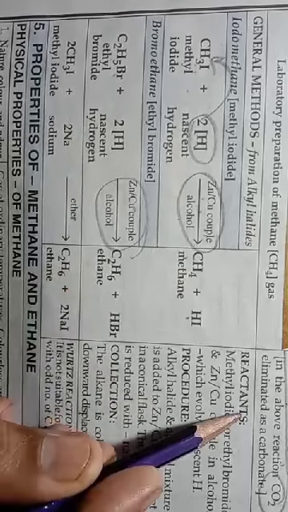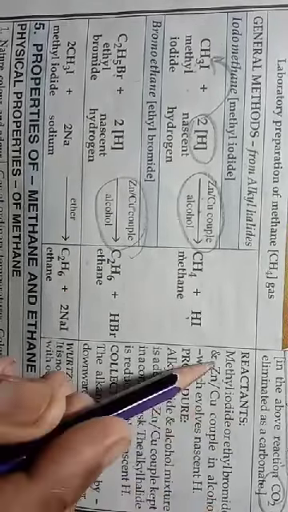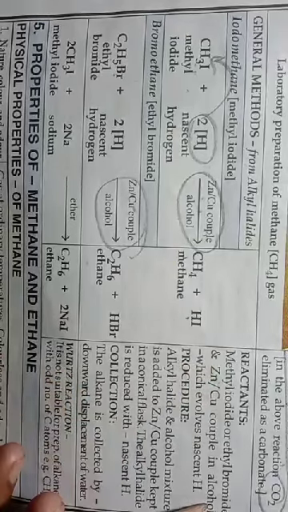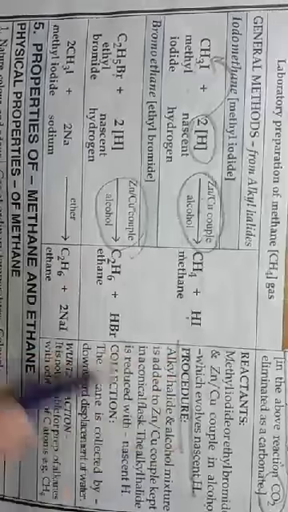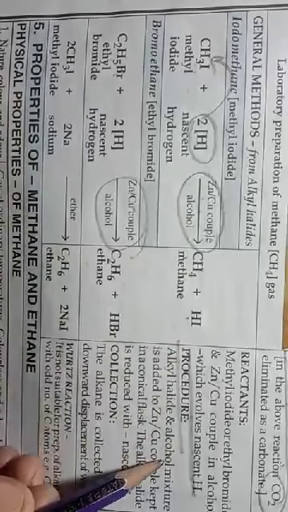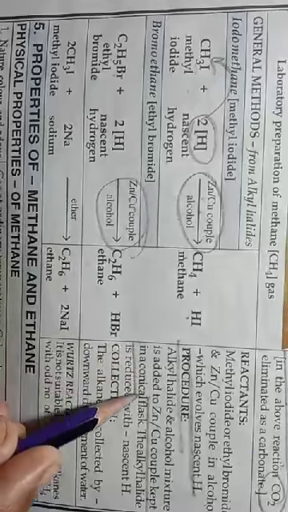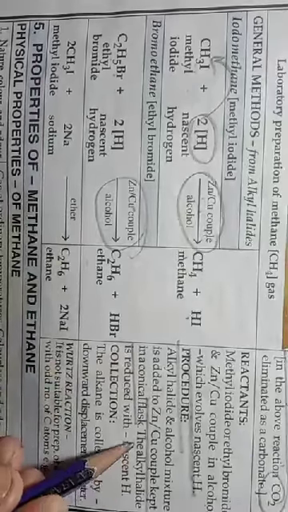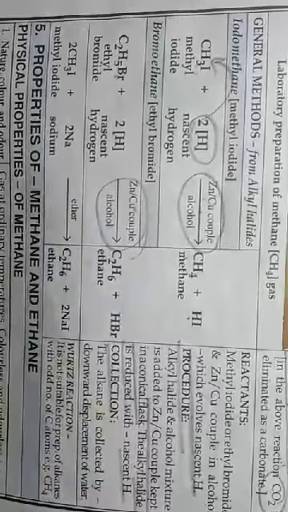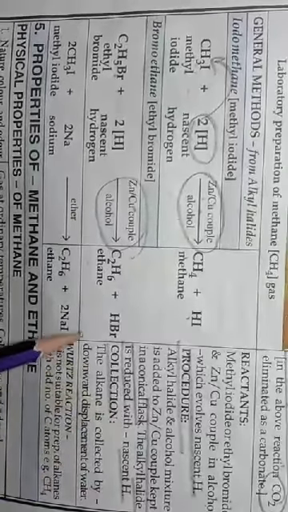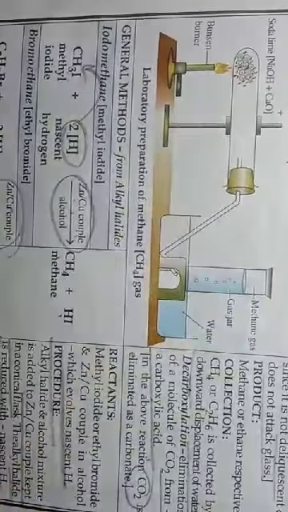Reactants: methyl iodide or ethyl bromide and zinc copper couple in alcohol, which evolves nascent hydrogen. Procedure: alkyl halide and alcohol mixture is added to zinc copper couple kept in a conical flask. The alkyl halide is reduced with nascent H. Collection: the alkane is collected again by downward displacement of water, as shown here.